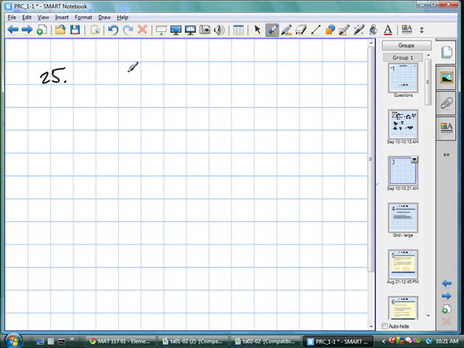25. 6 times the quantity 4 minus 2 times the quantity 6 plus 8. Well, the big thing here is, what do you have to do first? You've got to do the innermost parentheses first.